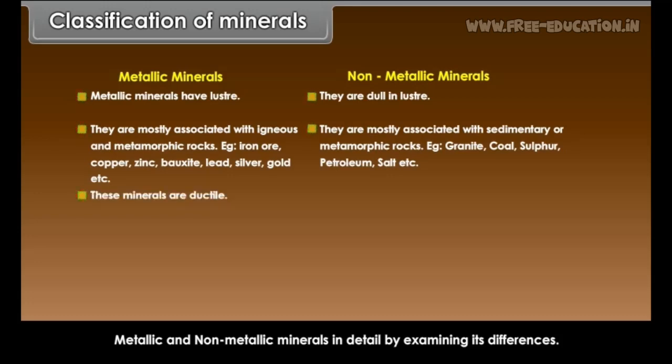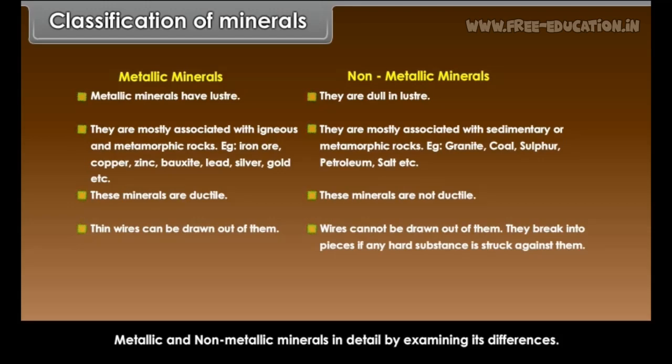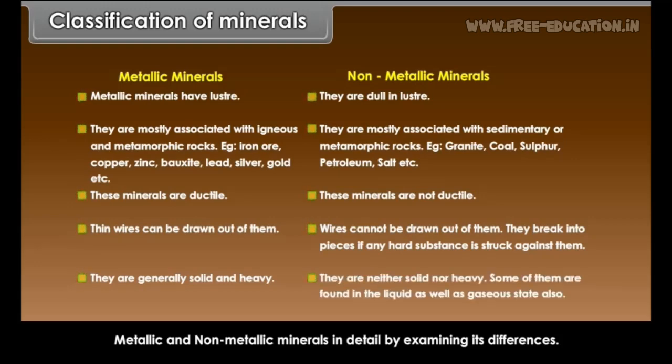Metallic minerals are ductile. Non-metallic minerals are not ductile. Thin wires can be drawn out of metallic minerals. Wires cannot be drawn out of non-metallic minerals. They break into pieces if any hard substance is struck against them. Metallic minerals are generally solid and heavy. Non-metallic minerals are neither solid nor heavy. Some of them are found in the liquid as well as gaseous state also.